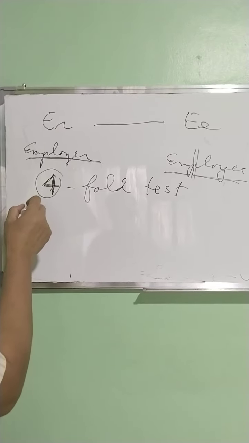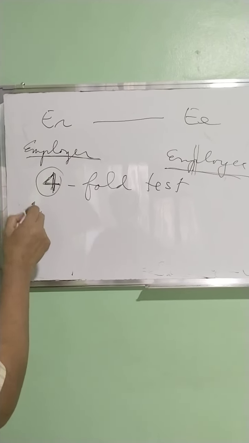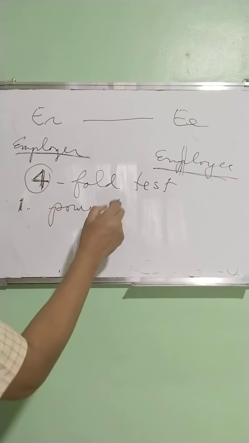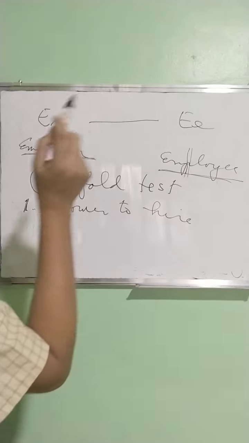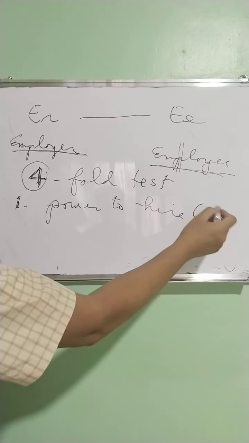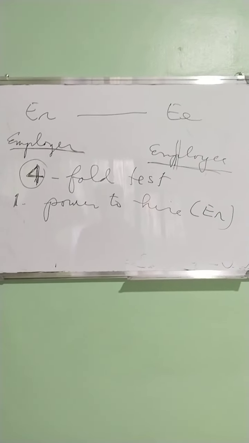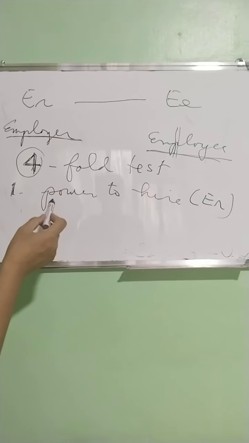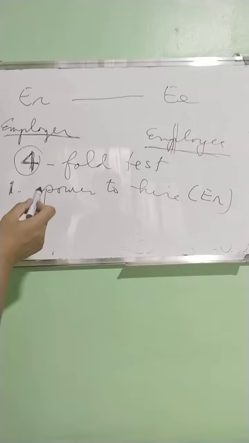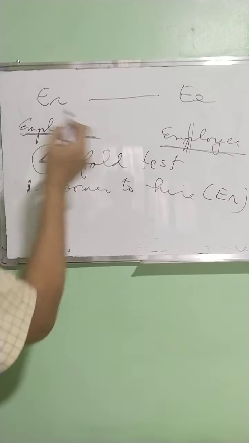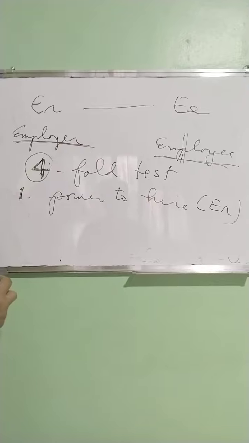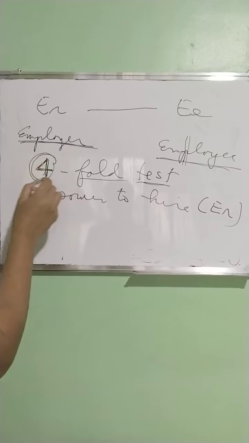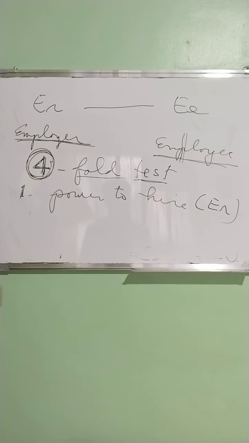So what is the first of this fourfold test? Well, it says that there exists an employer-employee relationship if there is the power to hire. Power to hire by whom? Of course, by the employer. If it can be shown that the one who engages the services of the employee was the employer, then you met the first of the fourfold test. Here, fourfold means all of these circumstances should concur or should be present.